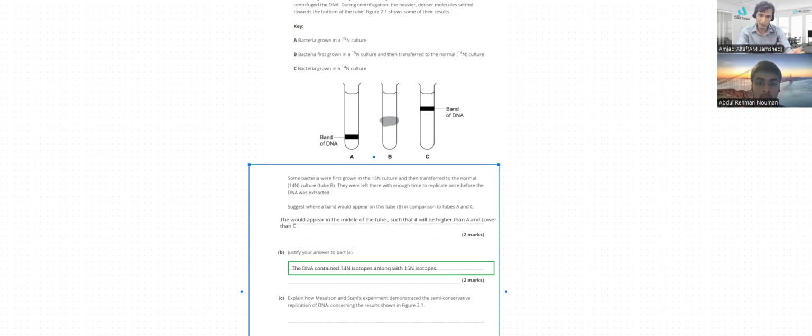On the other hand, there's semi-conservative replication, because we already know how DNA is going to be replicated. So which model is going to be followed? This is also in our mind. So semi-conservative replication means what?